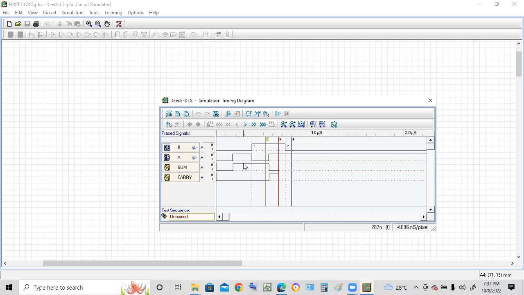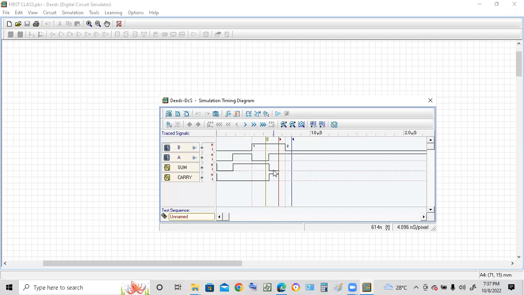Right, the carry. It goes low. Go low, all right. Right here, so if B is 1 and A is low, what happened to the sum? Go 1. Right, and the carry, low. All right, up here, so now when B is 1 and A is 1, what happened to the sum? Low. What happened to the carry?